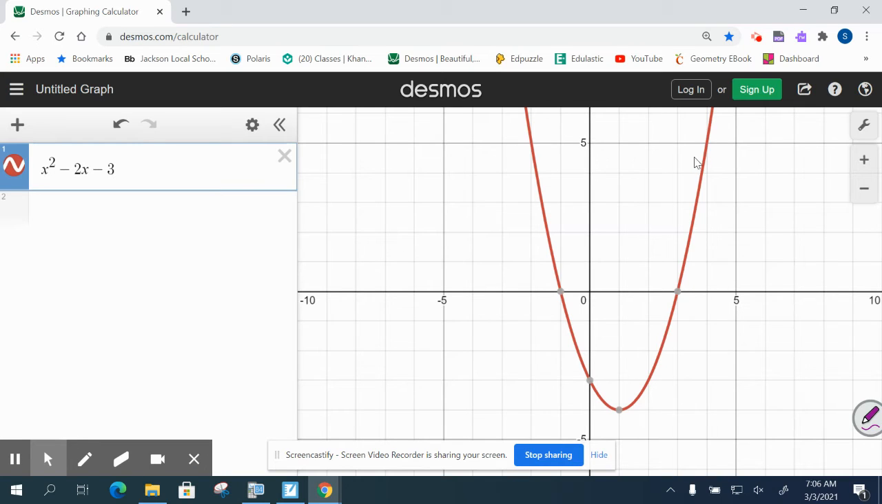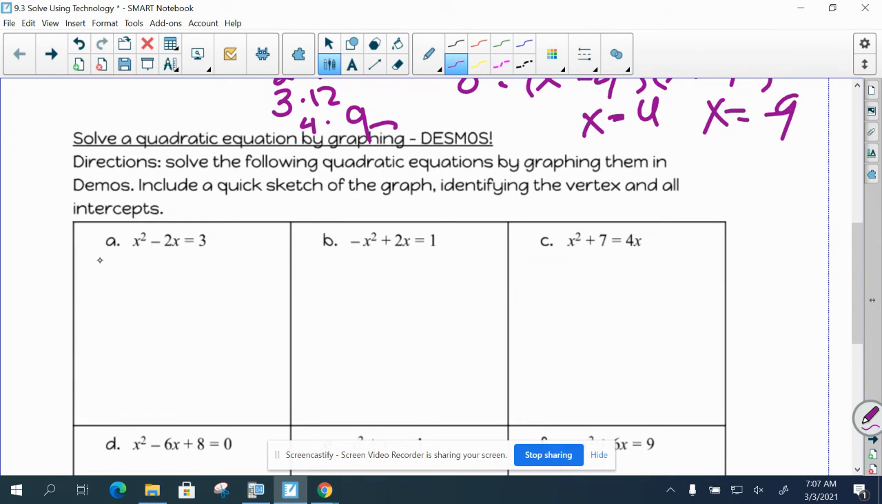Here, if you just click on the x-intercepts, those give you the solutions. So our solutions are the x values of the x-intercepts, so -1 and 3. So here we would just say x equals -1, x equals 3. If you factored it, you would get the same thing.